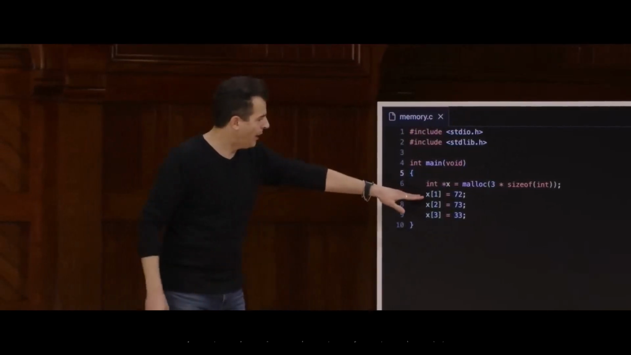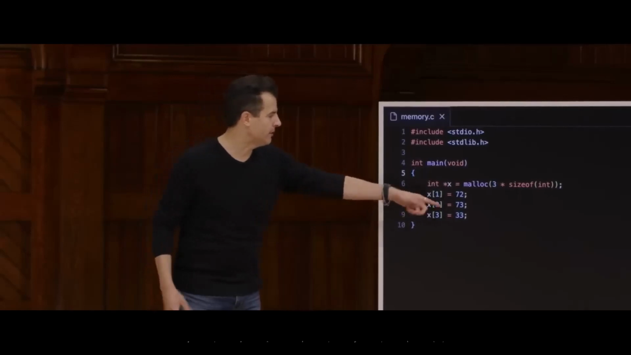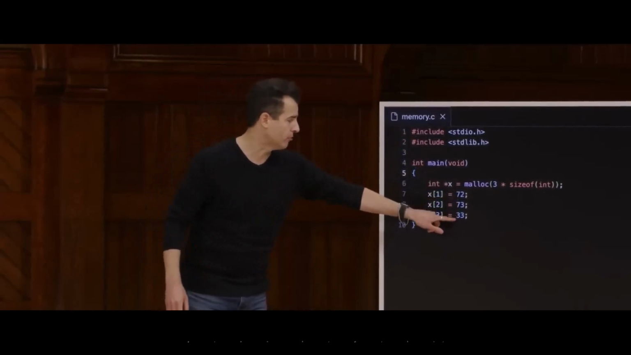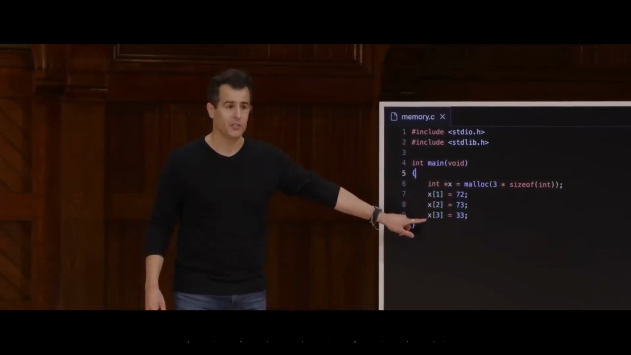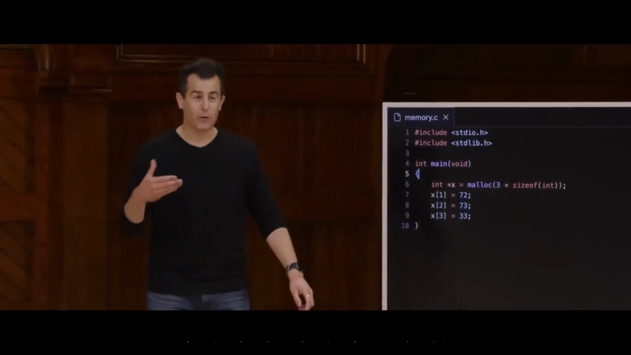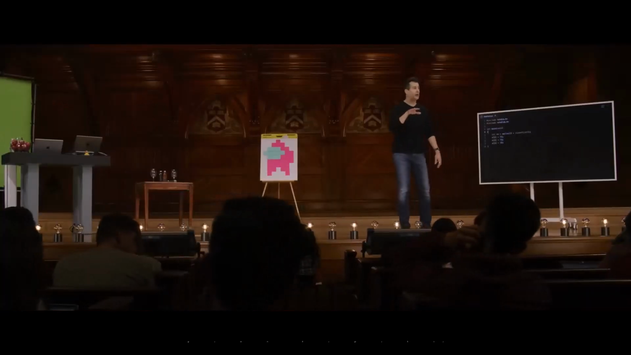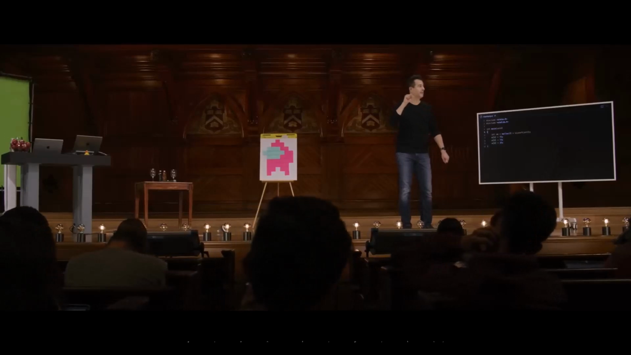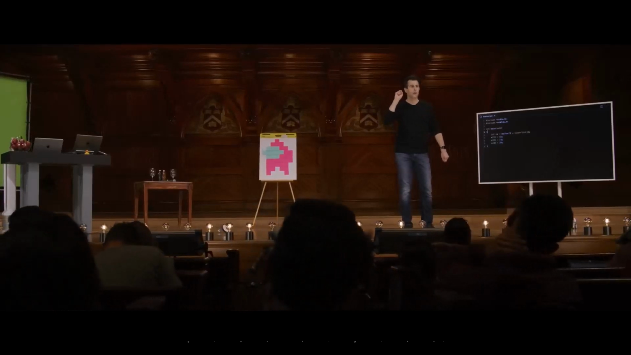All right, now I'm just sort of naively putting our old friends 72, 73, and 33 at the first, second, and third locations in memory. But perhaps based on week 2 or week 4, I'm clearly screwing up here in a couple of ways. Someone want to identify at least one bug? What did I do wrong?